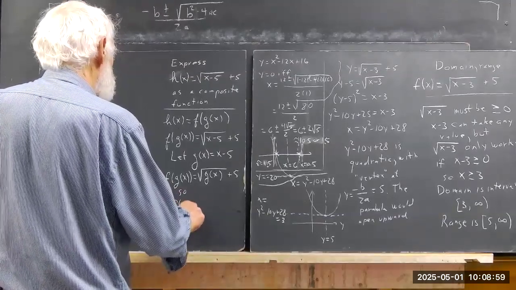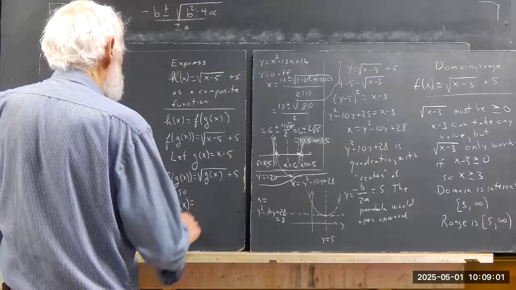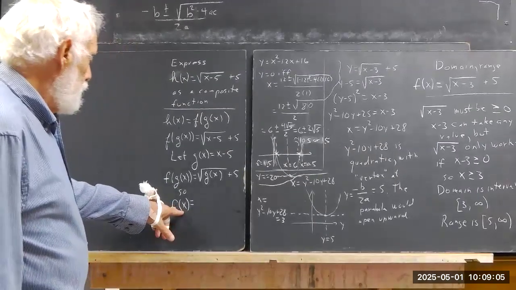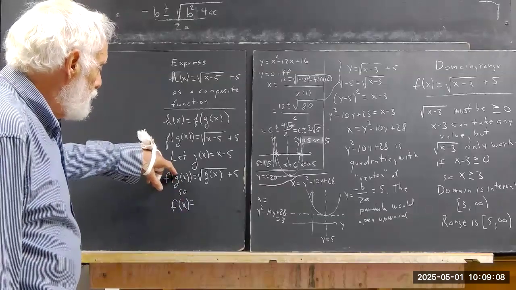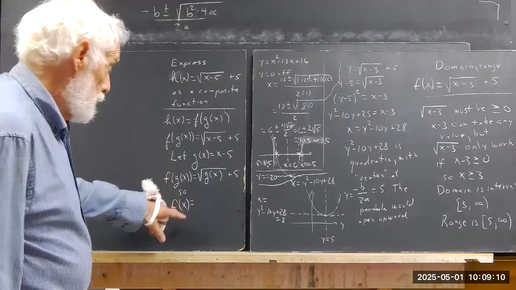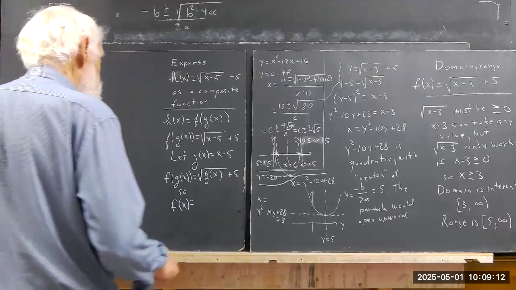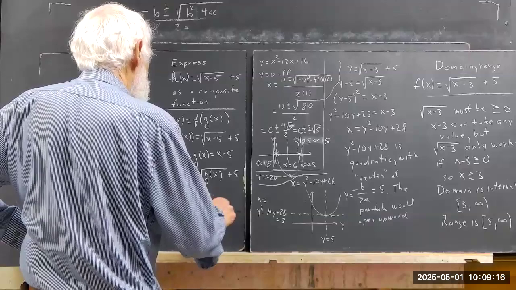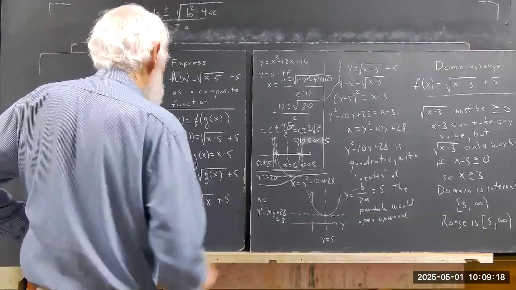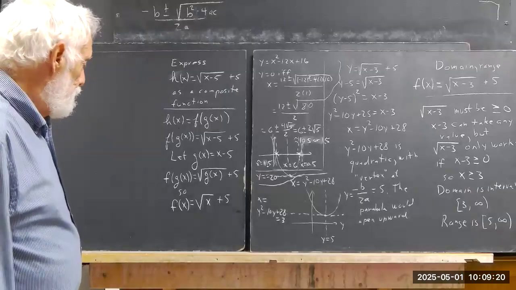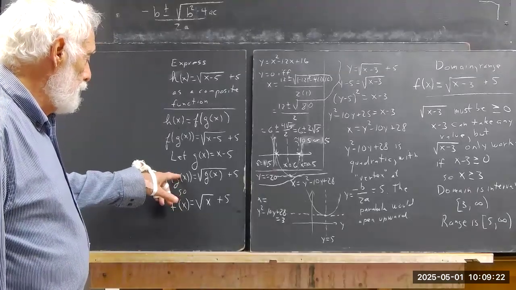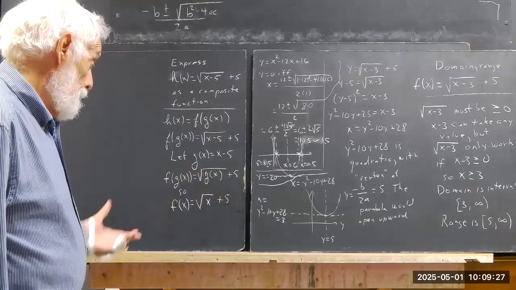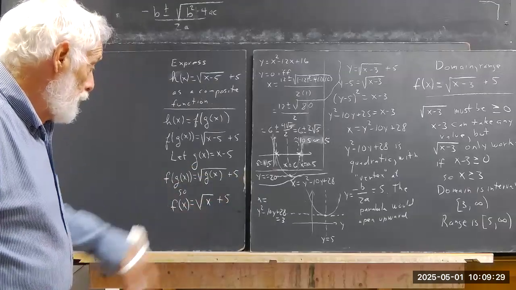So this is what gets a little confusing. f of x is going to be the formula into which you substitute g of x. So f of x had better equal the square root of x plus 5. Reason? If you replace x with g of x in this expression, this is the expression you get. So there we have it.